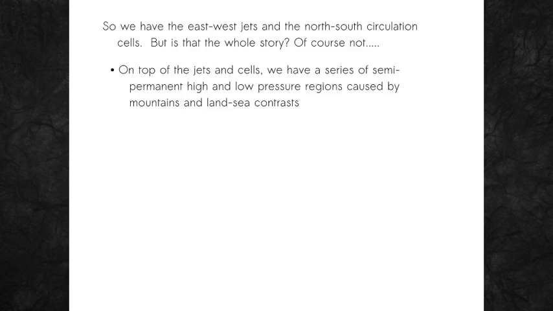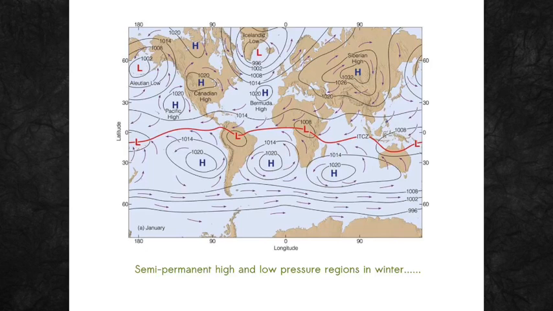I say semi-permanent because these are things that set up in a given season, and then they'll be persistent throughout that season, but they'll change with the season. So going from summer to winter, all of these patterns will change. So for instance, this is what the semi-permanent high and low pressure systems look like in our winter.